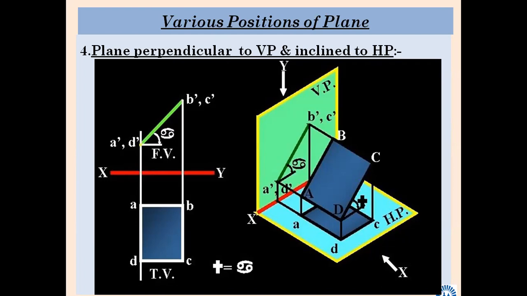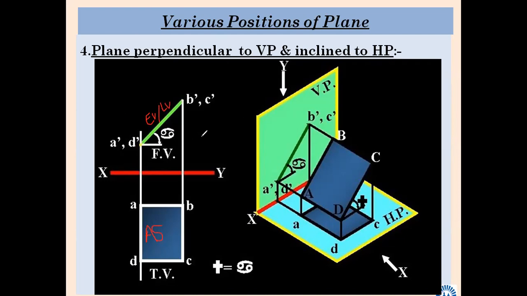Number one, it is perpendicular to whom? VP. Correct. So if a particular plane is perpendicular to a reference plane, what will it show? Edge view or line view. And it is inclined to HP, which means it will show its apparent shape. So it is apparent shape, and edge view or line view as it is perpendicular.